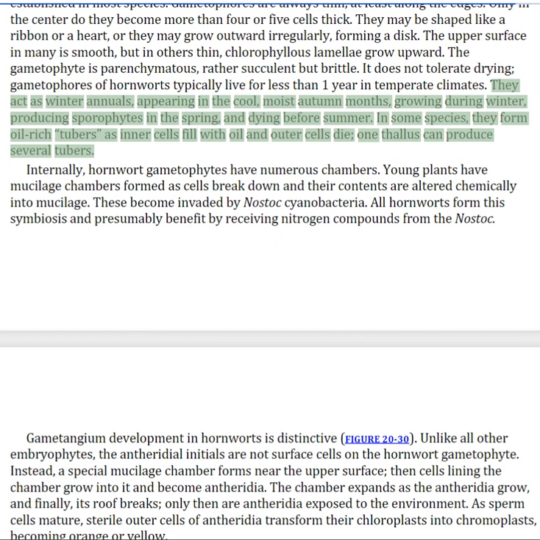They act as winter annuals, appearing in the cool, moist autumn months, growing during winter, producing sporophytes in the spring, and dying before summer. In some species, they form oil-rich tubers. As inner cells fill with oil and outer cells die, one thallus can produce several tubers.